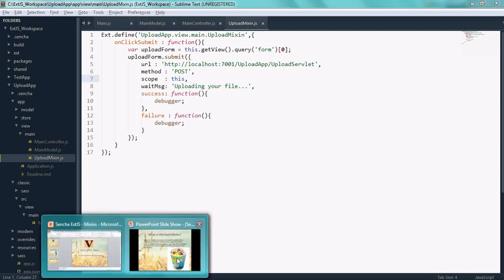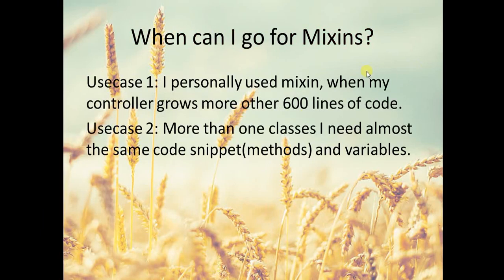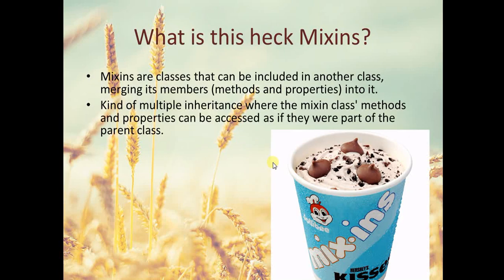The scenarios where I have used mixins personally are when my class grows beyond some number of lines, I split my controller, and when I want to reuse the same member functions or member variables in more than one class, then I go for a mixin, so that I don't need to repeat my code more than once. That's why I ended up using mixins, and seriously I was excited about that. I hope it helped you understand what a mixin is, how it should be declared, and the scenarios where you can go for using mixins.